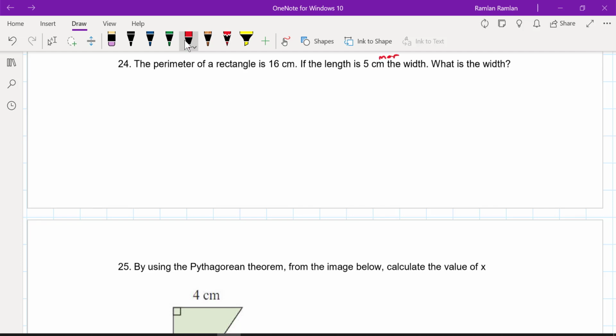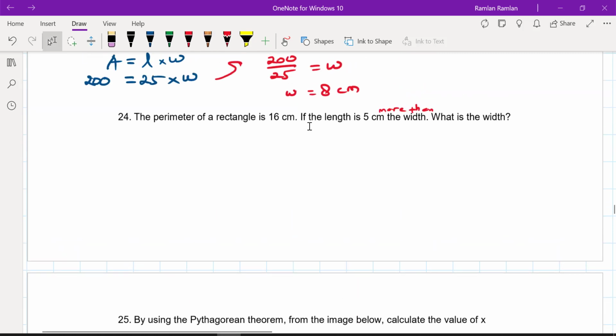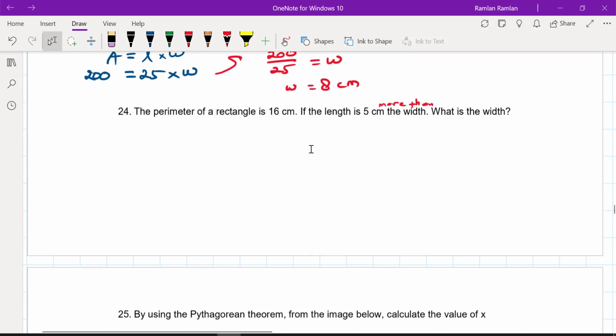Okay, number 24. I think this one should be 5 centimeter more. Yeah, sorry guys, it's a typo. So I'm going to read it. 24, the perimeter of a rectangle is 16 centimeter and the length is 5 centimeter more than the width. More than the width means it's longer. So what is the width? I mean, what's the measurement of the width?